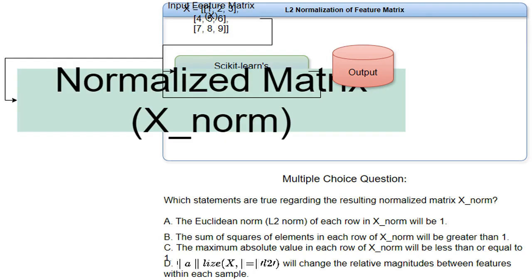This represents the result of applying the "normalize" function to the input matrix X. The values in x_norm will be different from x as the function scales each row, each sample, to have a length, Euclidean norm, of 1.